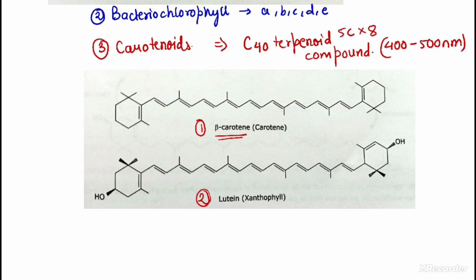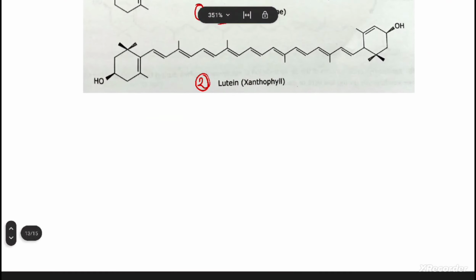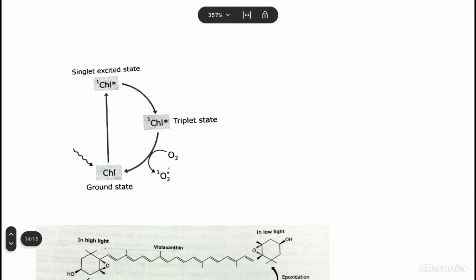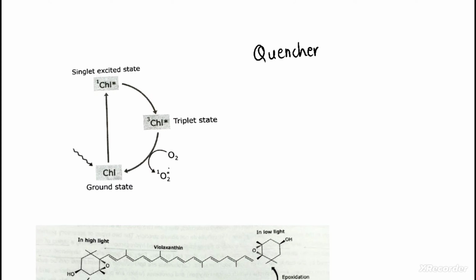Now moving ahead, I want you to know how these carotenoids act as accessory pigments and as something called a quencher. I don't know if you are familiar with the term quencher here. They are quenchers, and they also act as scavengers. Here they protect the plants against certain radiation.